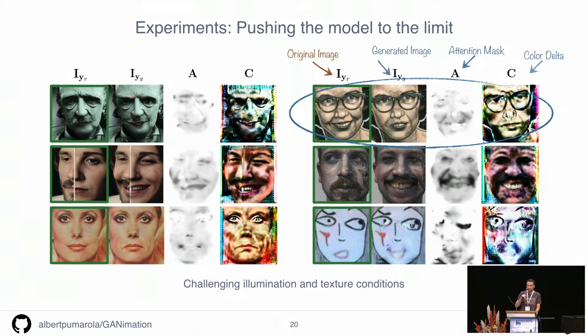Also, you can see that our attention mask is preventing our model from changing the static elements of the image, like the hair and the glasses, by tagging those pixels with white activations in the attention mask, meaning that all those pixels are going to be directly copied from the input image.